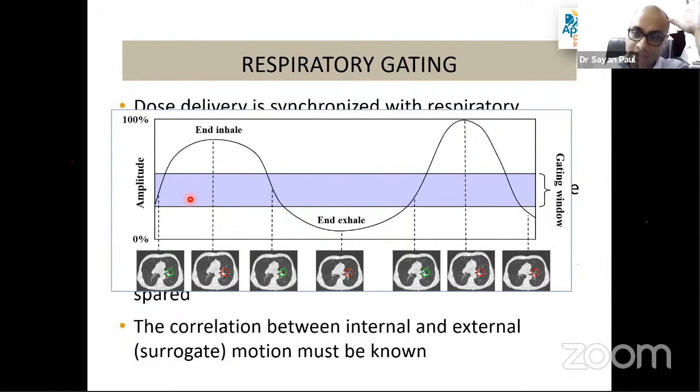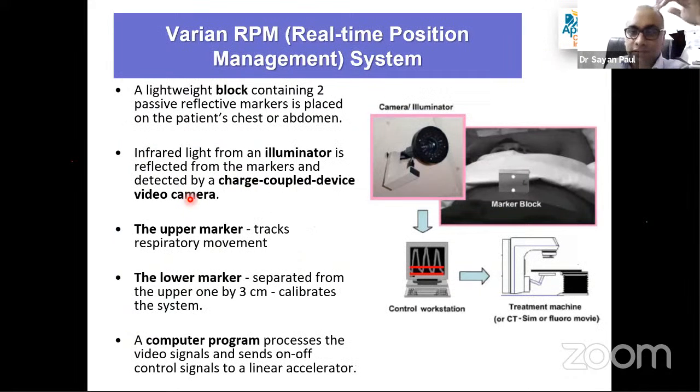The time is increased significantly because it treats when the tumor comes to that gating window. Again, it stops. Again, it starts treating when the tumor again comes to that window. So it takes a bit longer time for treatment. So this is the variant RPM.